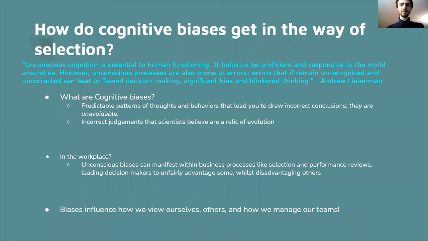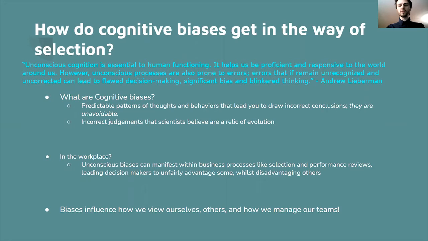So what are cognitive biases? Cognitive biases are predictable patterns of thoughts and behaviors that lead us to draw incorrect conclusions, and really they are unavoidable. We do this instinctively. This is a biological trait that we all have, and scientists believe they are a relic of evolution. We do this without even knowing. So how does this affect the workplace? In the workplace, unconscious biases can manifest within business processes like selection and hiring and performance reviews, leading decision makers to unfairly advantage some whilst disadvantaging others.